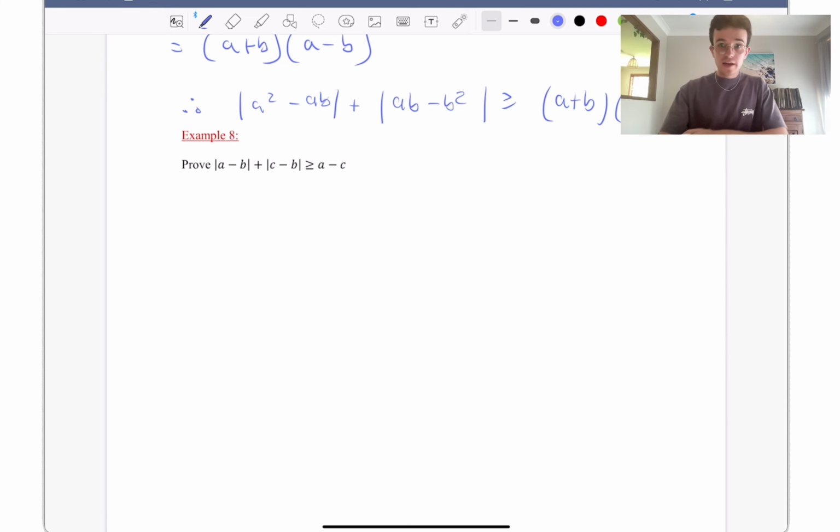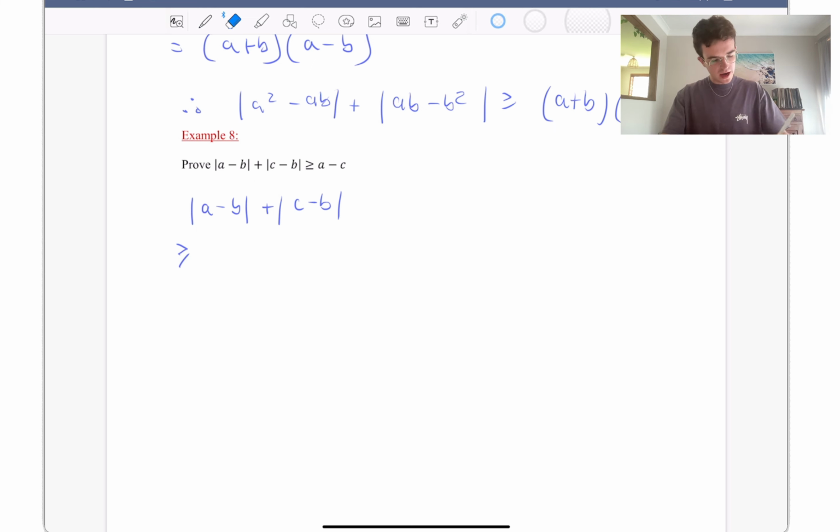Alright, we're proving that the absolute value of a minus b plus the absolute value of c minus b is greater than or equal to the absolute value of a minus c. Well, we know that this expression, a minus b plus c minus b, by the triangle inequality, is greater than or equal to, what might we say here?